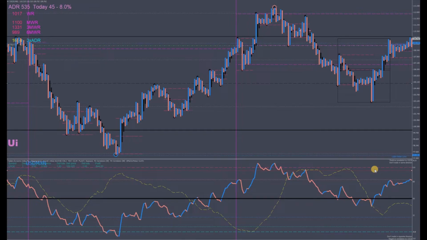Now, you'll say to yourself, well, what about these sweet spots? Again, these sweet spots will allow you to count the ADR. It will allow you to see or project how the quarter points are going to move. It's almost like a crystal ball.